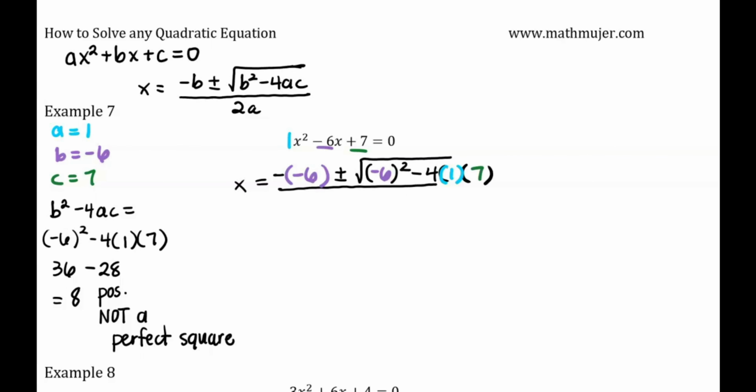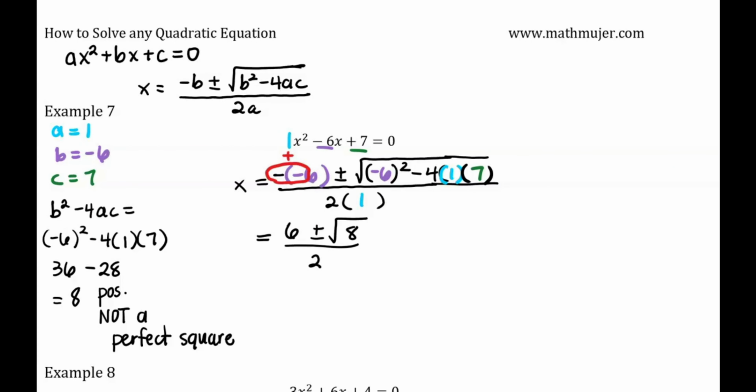And in reality, I didn't really need to write all that out under there because we already know that all of this under here is going to come out to be 8. But I'll simplify it in a bit. And this is all over 2 times a, and a is 1. The signs are important because these two negatives right here will come together and make a positive. So this is just a positive 6 plus or minus the square root of 8 over 2.